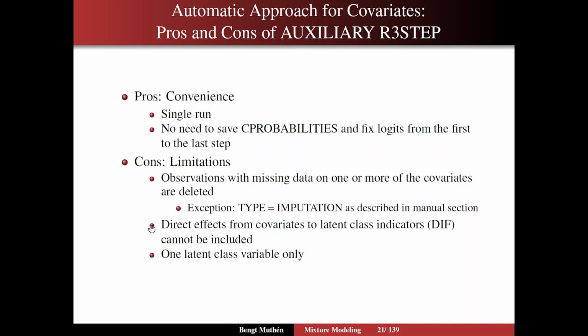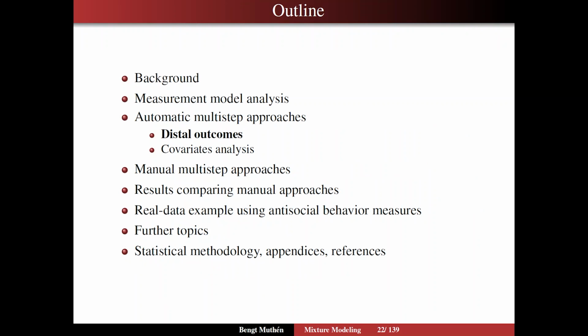Direct effects from covariates to latent class indicators, differential item functioning or measurement non-invariance cannot be included. And actually that's covered especially in Web Talk 9. And again, only one latent class variable can be handled. So let's take a look at the distal outcome version in an actual analysis here using automatic multistep.